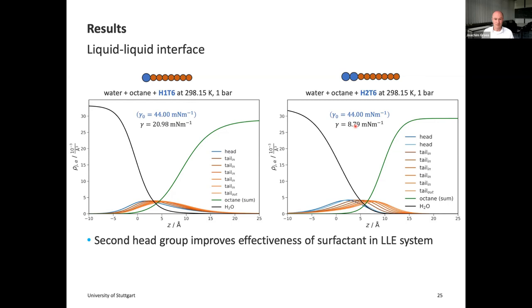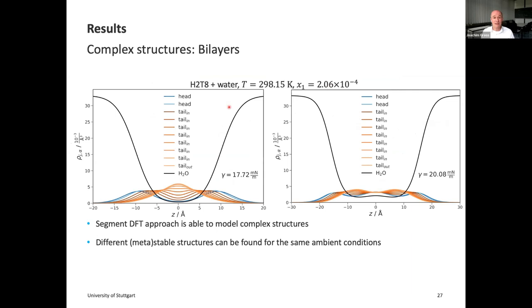There are complex bilayers or more complex structures that can be calculated. On the left-hand side, a single bilayer, on the right-hand side, a double bilayer. And now what we see is really the bilayered structure with the polar groups to the side shown here and the alkyl chains pointed inside. Now we also see these are metastable structures. The interfacial tension is 17 for that single bilayer. It's 20 for the double bilayer. So more stable is the left, but both are metastable. So they would dissolve.